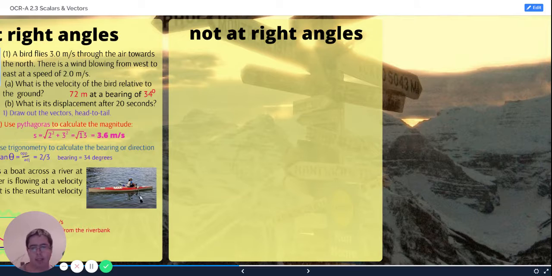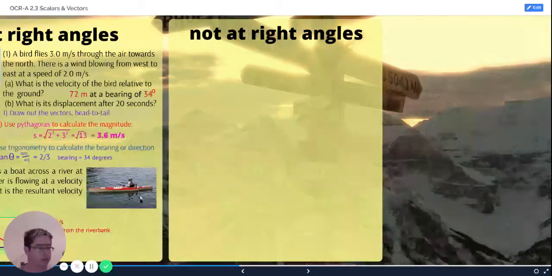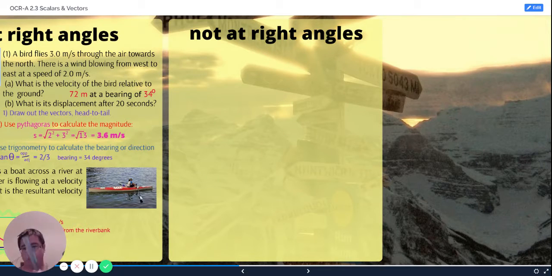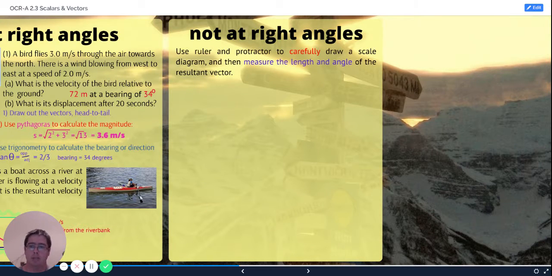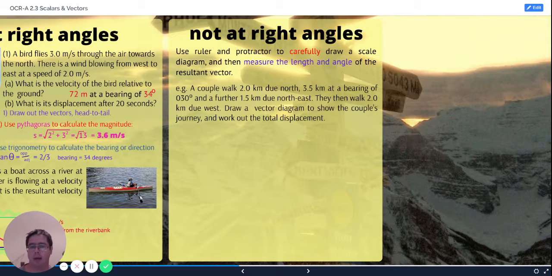If that's the case, here's what you're going to need to get out. You need to get out a ruler. And somewhere in my desk here, I've got a protractor. I need my ruler and my protractor in order to do this. So I'm going to set myself a scale. Let's have a look at this problem. We're going to use a ruler and protractor, carefully draw a scale diagram, and then measure the length and angle of the resultant vector when we join the start point to the end point.